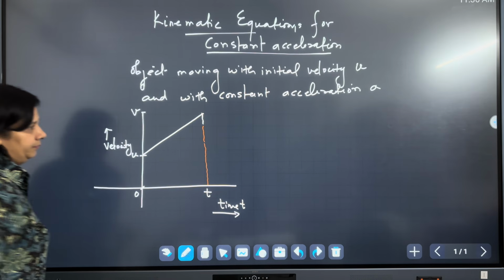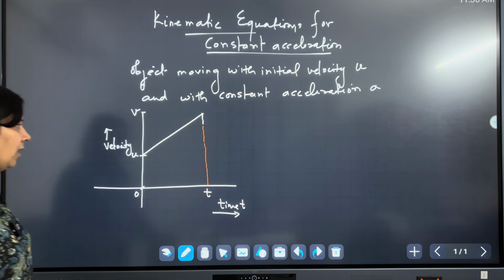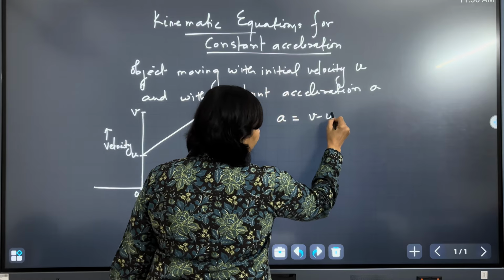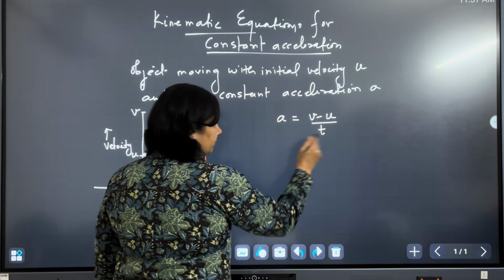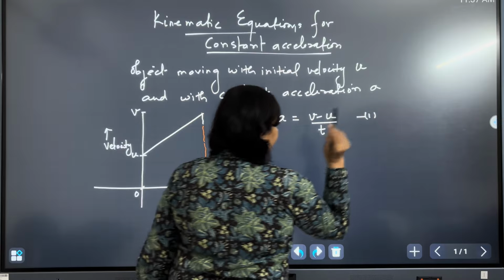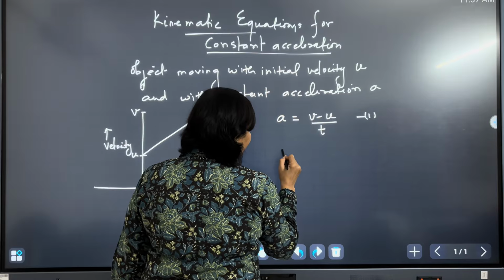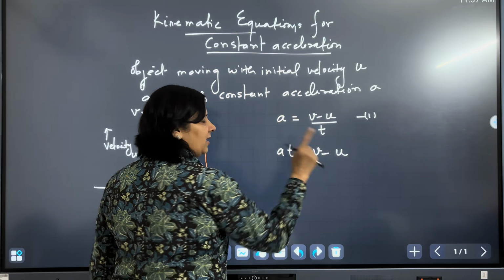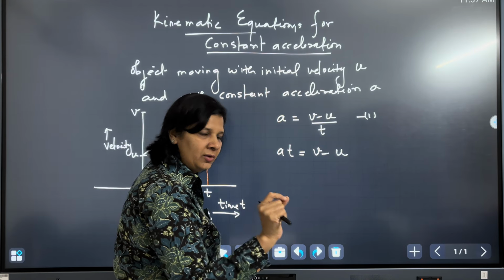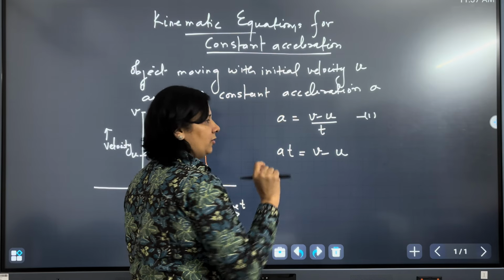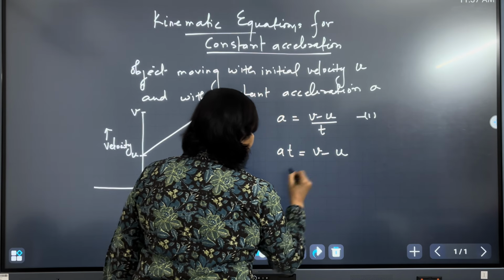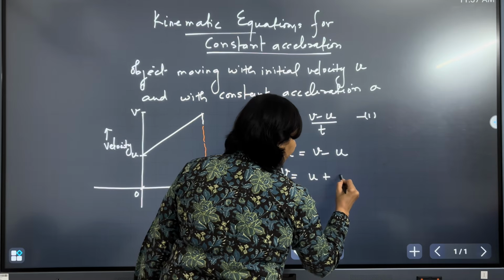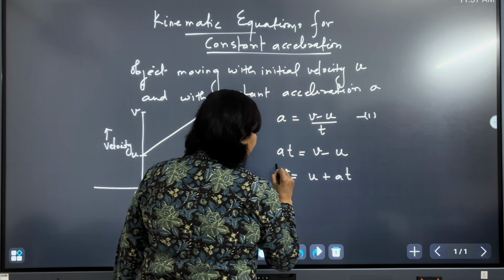This is time t, right? So how do I write the acceleration? Acceleration will be v minus u over t, right? So if I multiply this, a into t equals v minus u, where u is the initial velocity of an object at time t is equal to 0 and v is the velocity of an object at time t. Now I can write, by taking u on the left hand side, v is equal to u plus at.